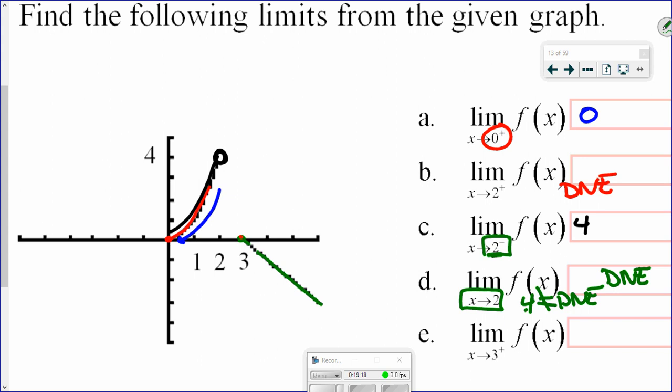And then last but not least, part E says, what's the limit as x approaches 3 from the positive side? If we come to 3 from the positive side, the y value is getting closer and closer to 0.